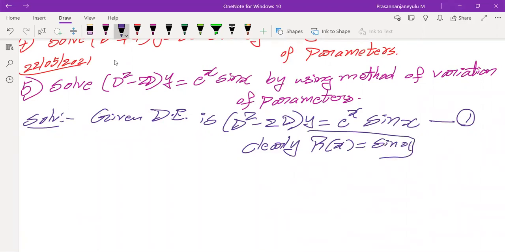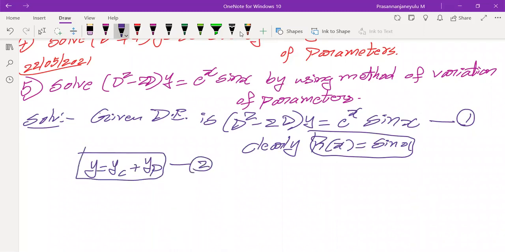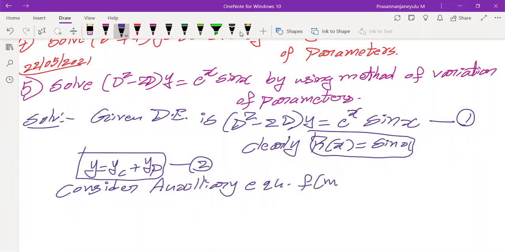Now what is the general solution of this differential equation? y equals yc plus yp. I'm not writing the theoretical steps, but still writing the main steps. Now we need to find yc. For finding yc, we need to consider the auxiliary equation. What is the auxiliary equation general form? f of m equals 0. Now here, f of m becomes m square minus 2m equals 0.